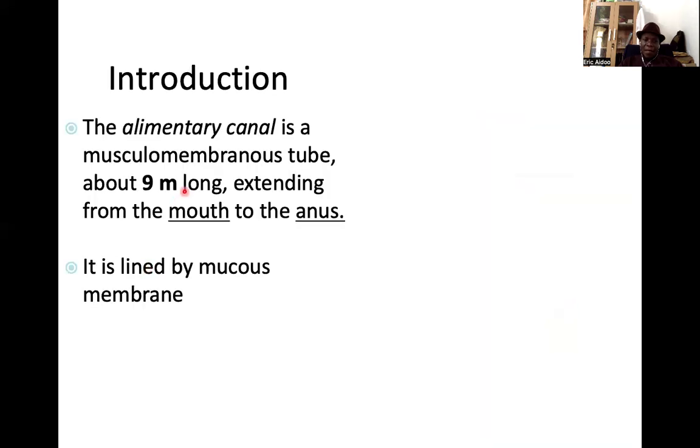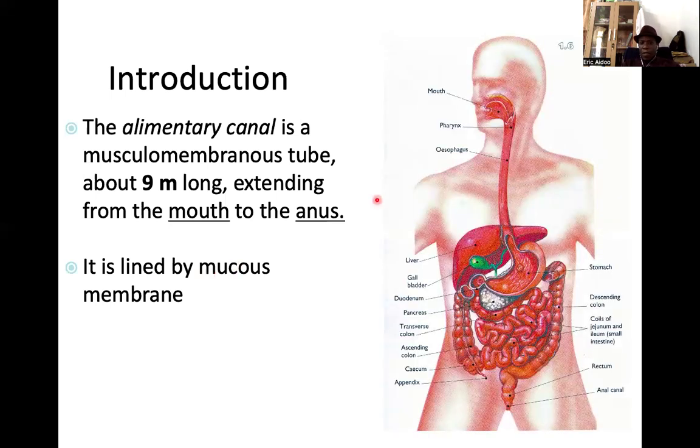Now, we can liken the alimentary canal to a musculo-membranous tube, which is about 9 meters long, okay, which extends from the mouth to the anus. So it has some muscle components and also some membranous components, okay? It's lined by a mucous membrane. Okay, so that's the membranous aspect we are talking about. So basically, this is the tube you are looking at as the stomach, and then you have the small intestines here, and then you have the large intestine. That's the gallbladder in green.